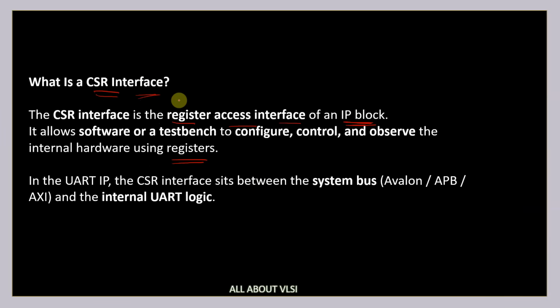Now, why do we want to access those registers? As I have said, if you want to configure any IP, you need to configure the register values. Depending upon the internal register values you have configured according to the specification, your IP is going to work accordingly. In our UART IP, the CSR interface sits between the system bus and the internal UART logic. The system bus may be Avalon, APB, or AXI.